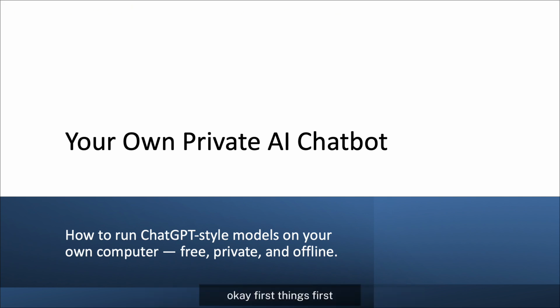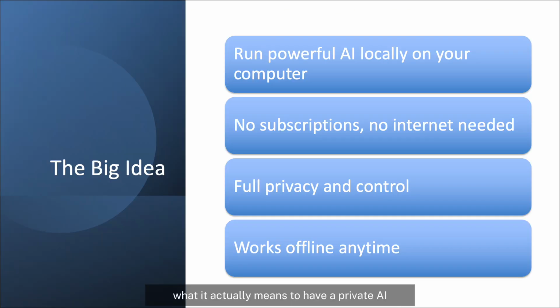Okay, first things first, we need to get our heads around what it actually means to have a private AI. What are we even talking about when we say we're going to run it locally? So, local AI just means that the entire brain of the operation, the software, the model, all of it, lives right there on your computer's hard drive. It's not in the cloud somewhere.